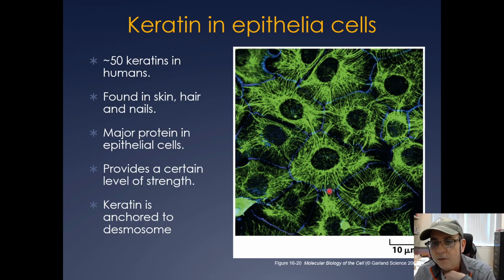And actually, here's a nice fluorescence image of keratin in epithelial skin cells. You can see it's stained here in green, and it's found in skin and hair and nails, and it's the major protein in epithelial cells, and it provides a certain amount of strength. And if you go back to the figure I showed with the endothelial cells, it's often anchored to the desmosome, and we'll cover that more when we get to the extracellular matrix and how cells are attached to one another.